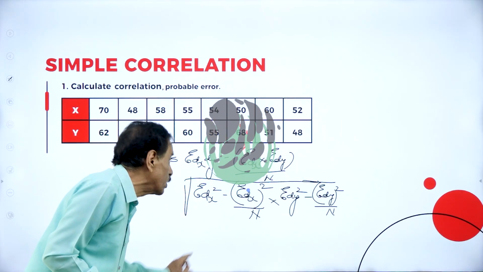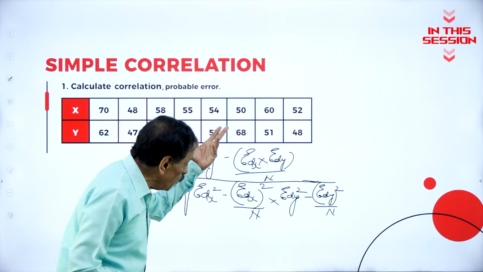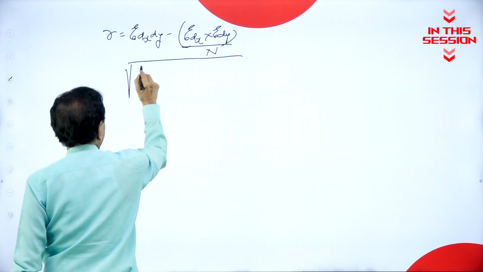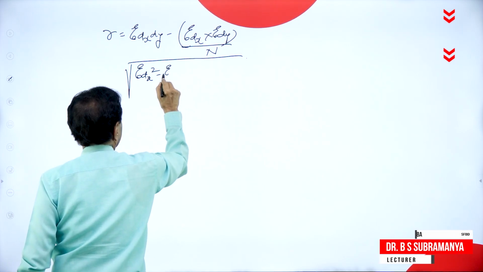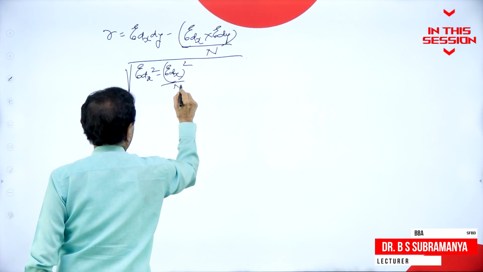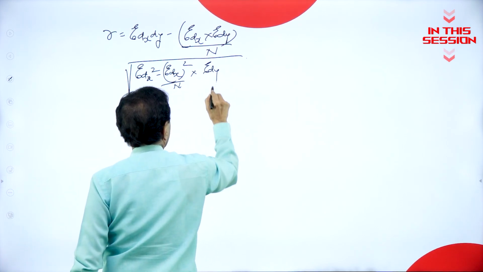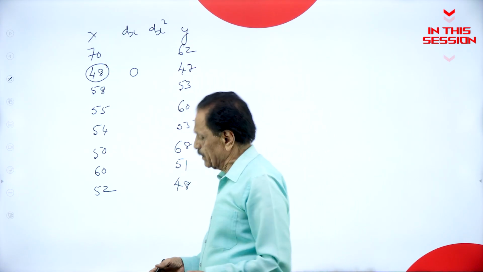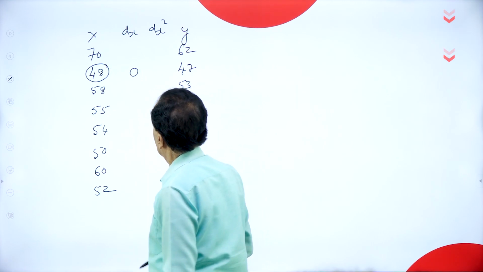Divided by the square root of sigma dx square minus sigma dx whole square divided by n. There is no square for n. Sigma dx square minus sigma dx whole square divided by n, into sigma dy square. You put 48 as the low. So what's the difference? 70 minus 48, plus 2 is 50, that is 22.